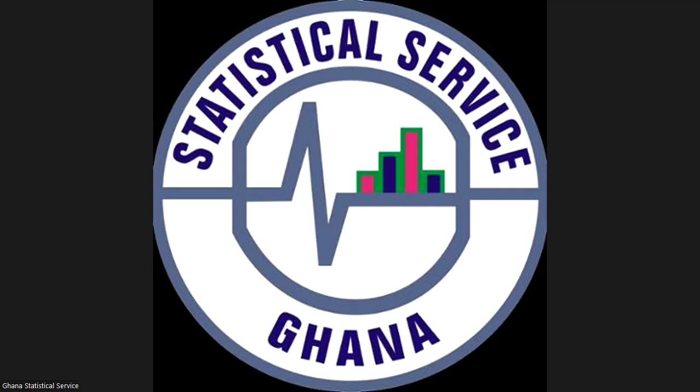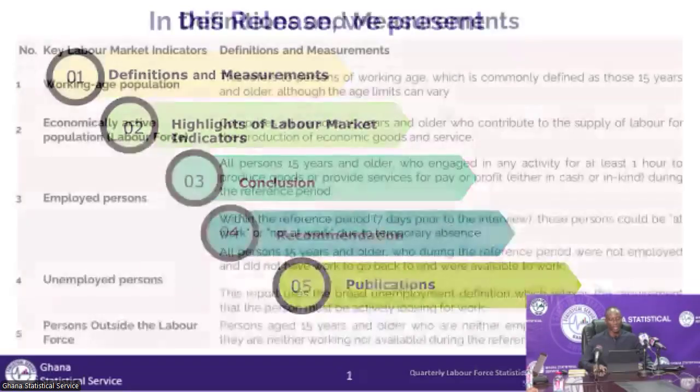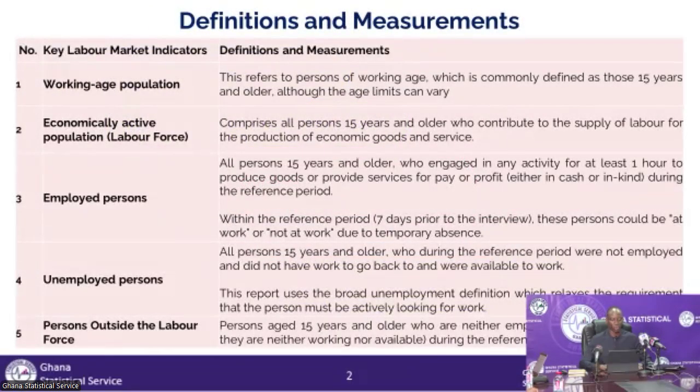The labor force, or what we usually call economically active population, refers to all persons aged 15 years and older who are either working or actively looking for work. Employed persons are those who did at least 1 hour of paid work or worked in a family business during the reference period. Unemployed persons are those who were not working but were available for work.